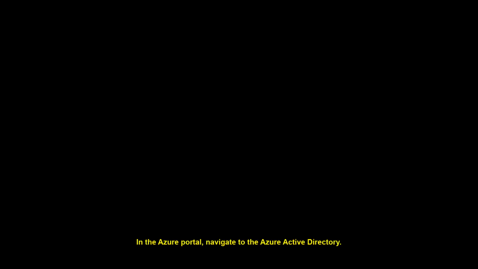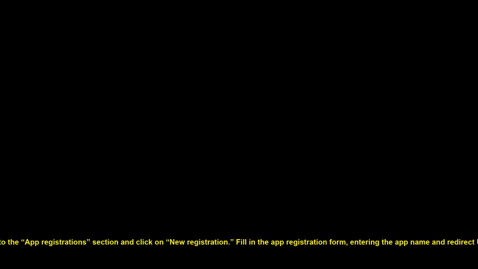In the Azure portal, navigate to the Azure Active Directory. Go to the App Registrations section and click on New Registration. Fill in the app registration form, entering the app name and redirect. For the redirect URI, use the URL provided by Cloudflare for Teams SSO. Click Register to create the application.